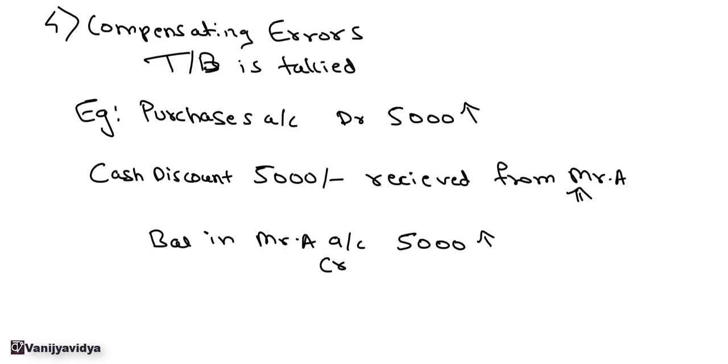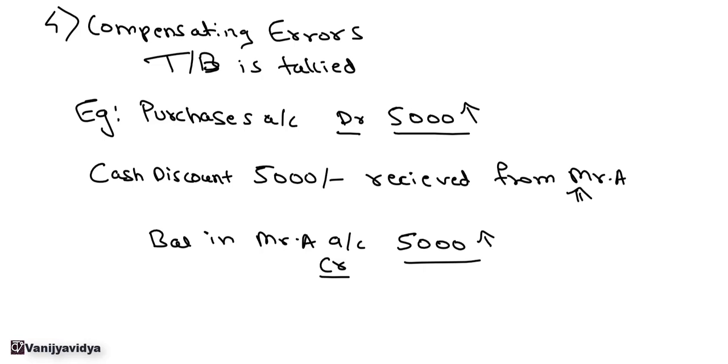So now what has happened here? Because of the overcosting of the purchases, your purchases account is showing a debit balance of 5,000 excess and Mr. A's account is showing a credit balance of 5,000 excess. So this is an example of compensating error. If we look at the trial balance, our trial balance will tally because the amount of the error is same but the effect is opposite to each other, because of which they compensate and they will not be reflected in the trial balance. So this is an example of a compensating error.